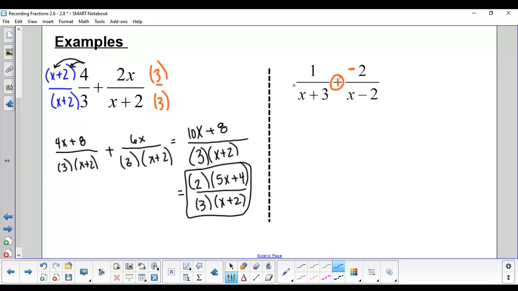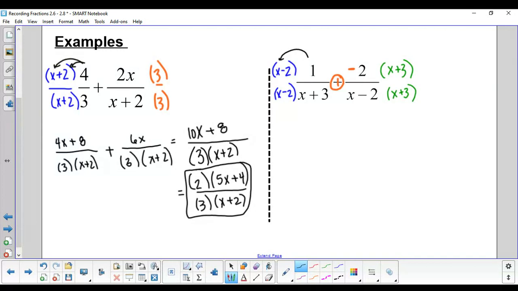Now that I've acknowledged what's going on, let's work on our common denominator. Currently, there is not a common denominator, so I'm going to take the denominator of the right-hand fraction and multiply it by the left-hand one. I'll do the same on the other fraction, this time multiplying by x plus 3. Now that I've gotten it set up, I'm ready to do my multiplying.